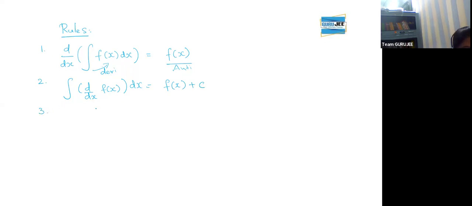Third one: integrate k f of x dx. So the integrand function is given, the variable is also given, and a constant along with the function is given. K is a constant. If that is the case, you can bring the constant outside your integration symbol, and then go for integrating the function. Okay, bring this k outside. That's all. K is any constant.